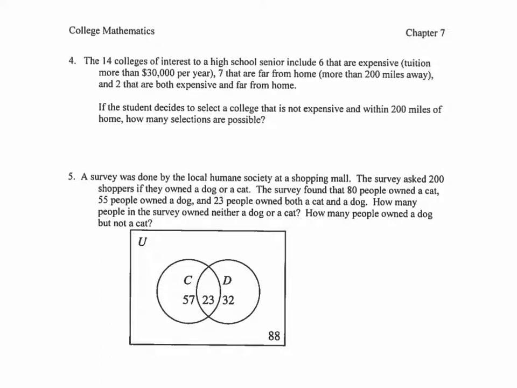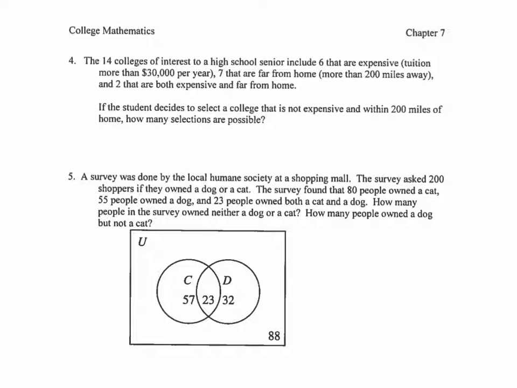This example is a little bit different. I wanted you to see it because I think you're going to see something similar to this in your homework. Notice it says the 14 colleges of interest to a high school senior include 6 that are expensive. That means the tuition is more than $30,000 a year. And 7 that are far from home, which would be more than 200 miles away. And then there are 2 that are both expensive and far from home.